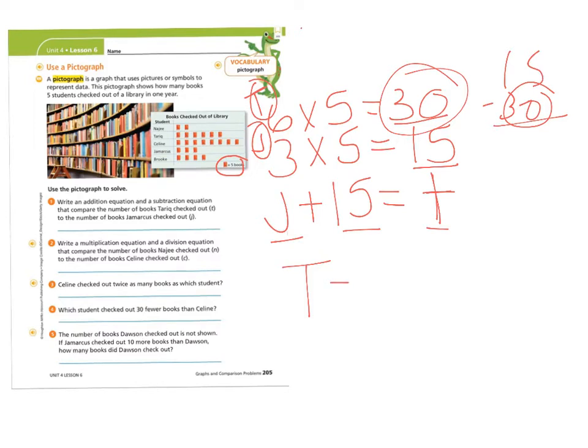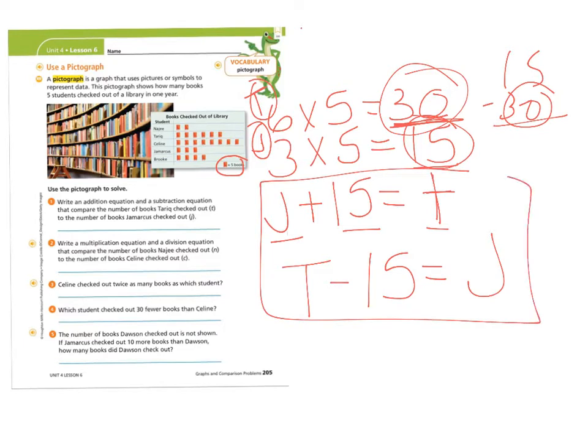Tariq minus 15 equals Jamarcus. So if you take Tariq's total of 30 and subtract an additional 15, you'll get Jamarcus's total of 15. So these are your two equations for number 1. So both of those should be written down for number 1.